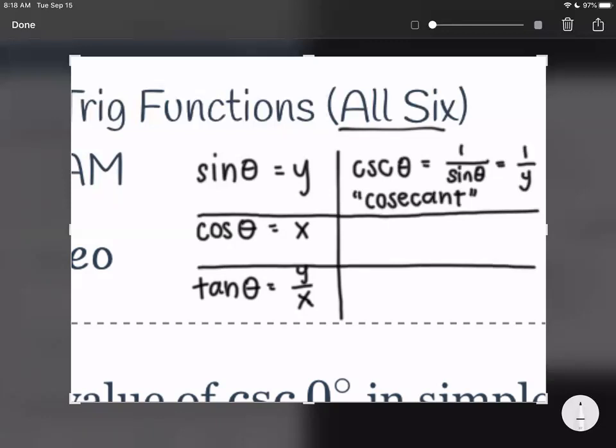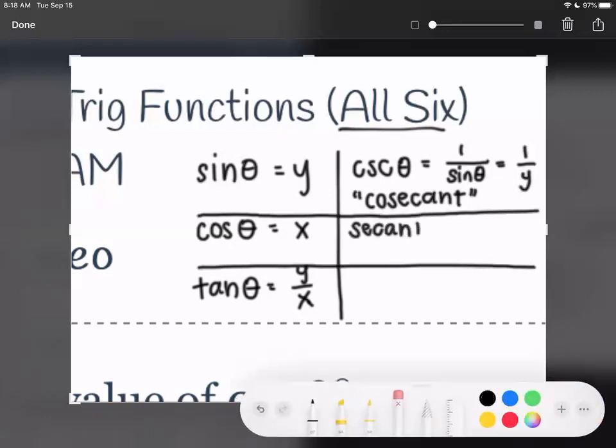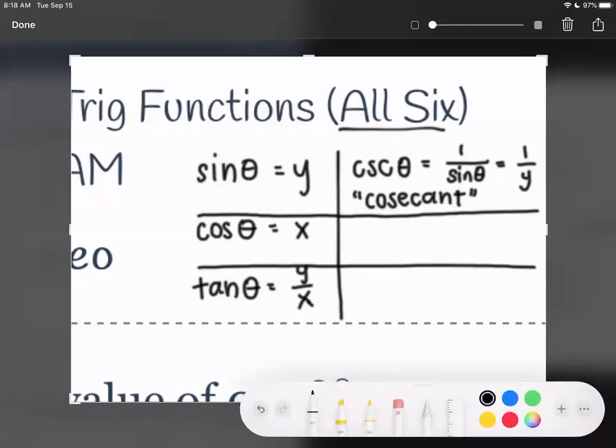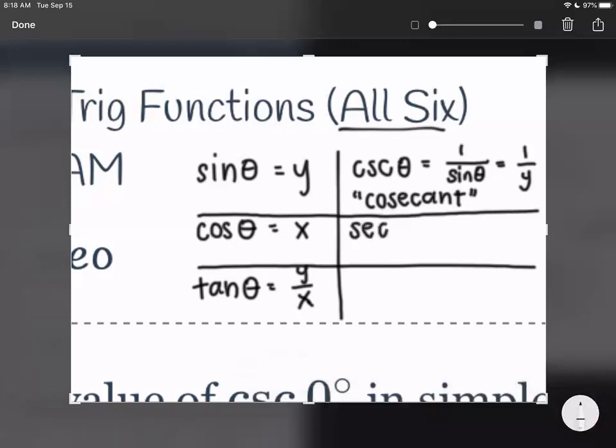Okay, so you also know cosine. So the reciprocal of cosine is just secant. Let me write secant on the underneath part, and the abbreviation up top. SEC for secant, and that's 1 over cosine, which means it's 1 over x. And then how do you spell it? It's SECant.